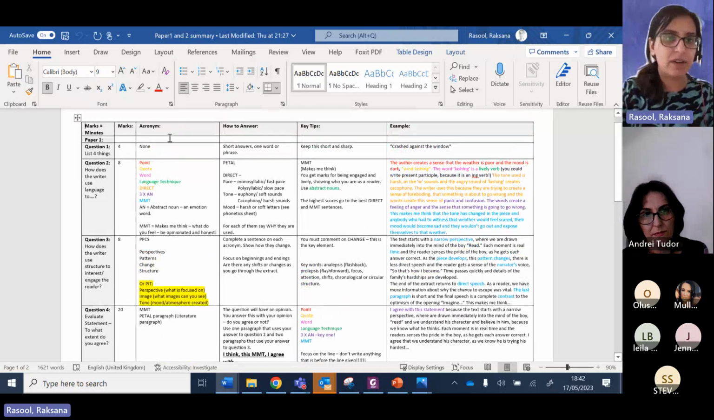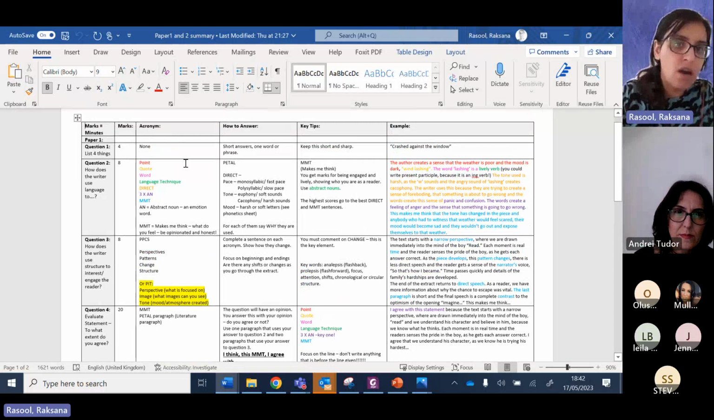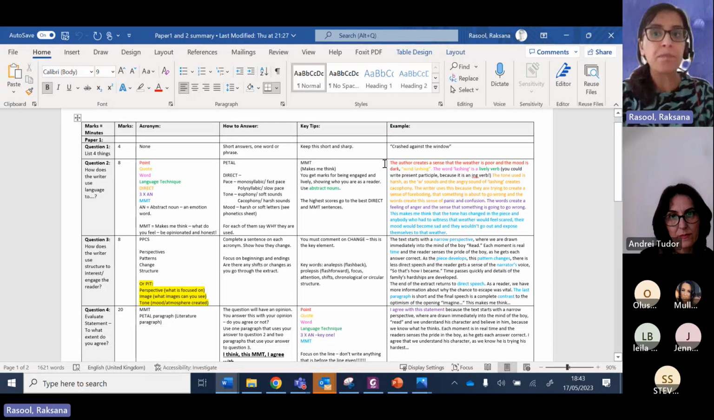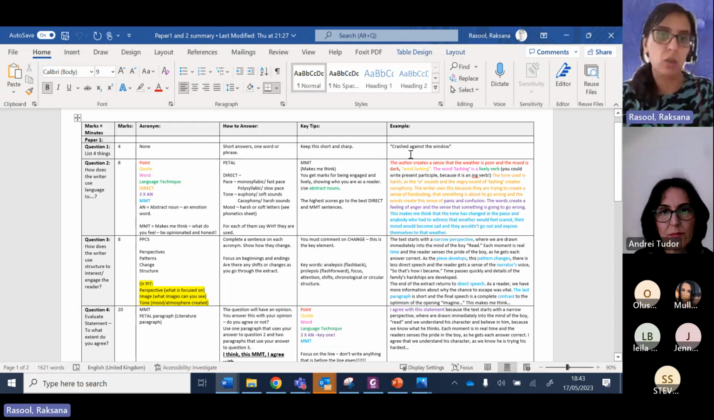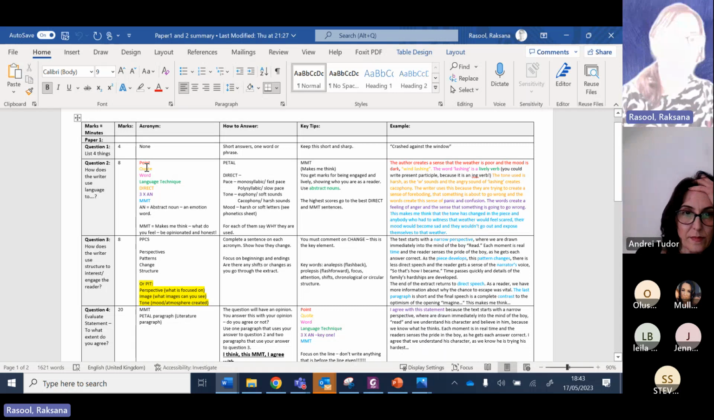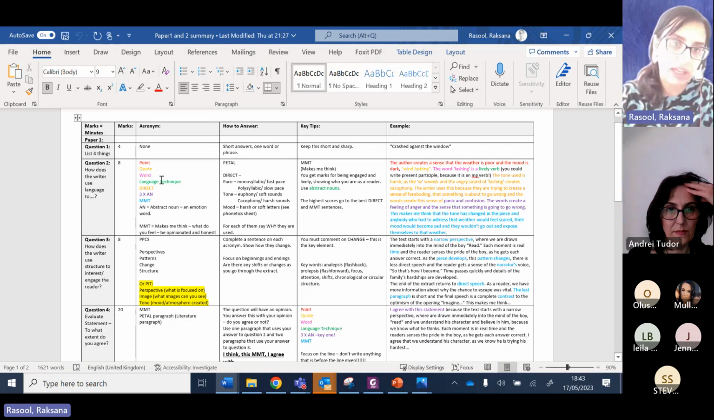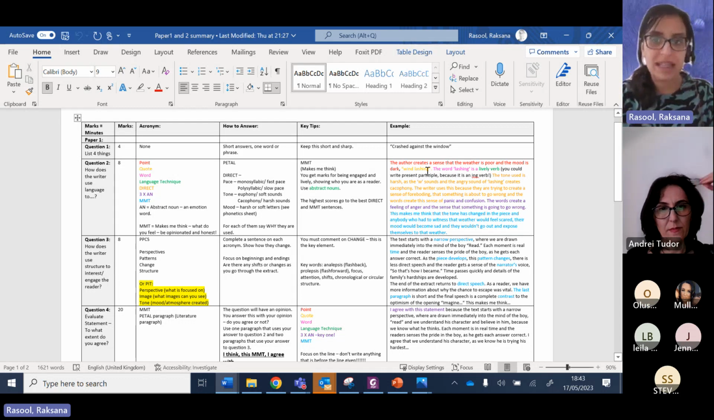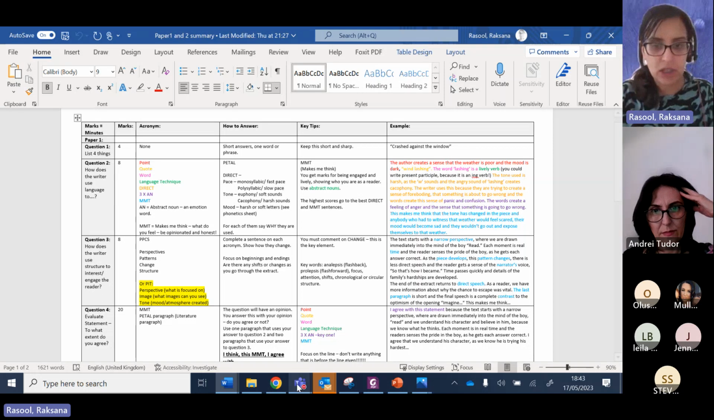So very quickly then, if I just do question 1, worth 4 marks, how to answer: short answers, one word or a short phrase, and you can copy it literally word for word. Question 2, how does a writer use language? You have to do a point, a quote, the language technique, okay? And it will just give you some examples of the tone you can mention, the mood, an example answer.